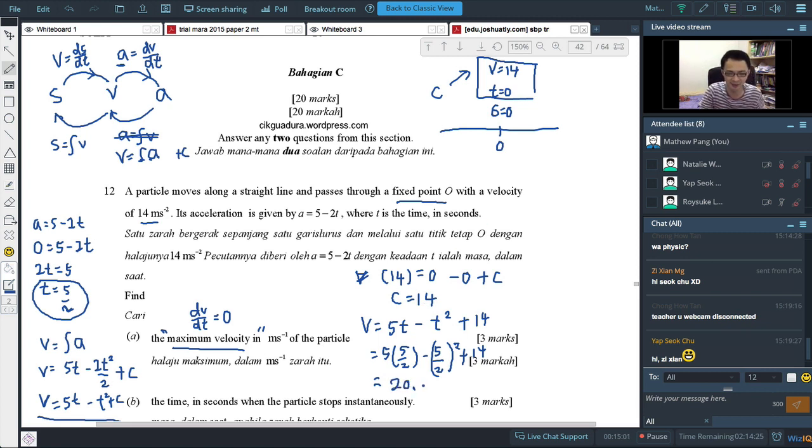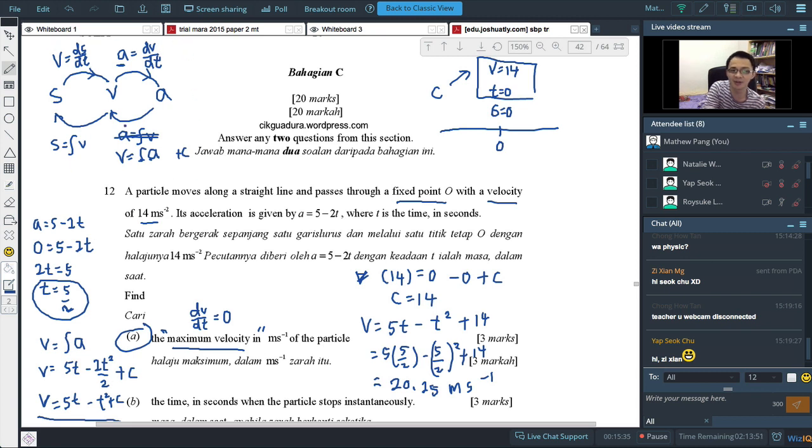Right, so in order to solve A, you will need to understand a few things. The first is, the question gives you, at the fixed point O, the velocity is 14. That means when t equals to 0, v will equal to 14. First information you need to understand. Second information you will need to understand is how to change A to v. In order to change A to v, you will need to understand about this diagram, because this diagram tells you, in order to change A to v, you will need to integrate A. Then you can get v.